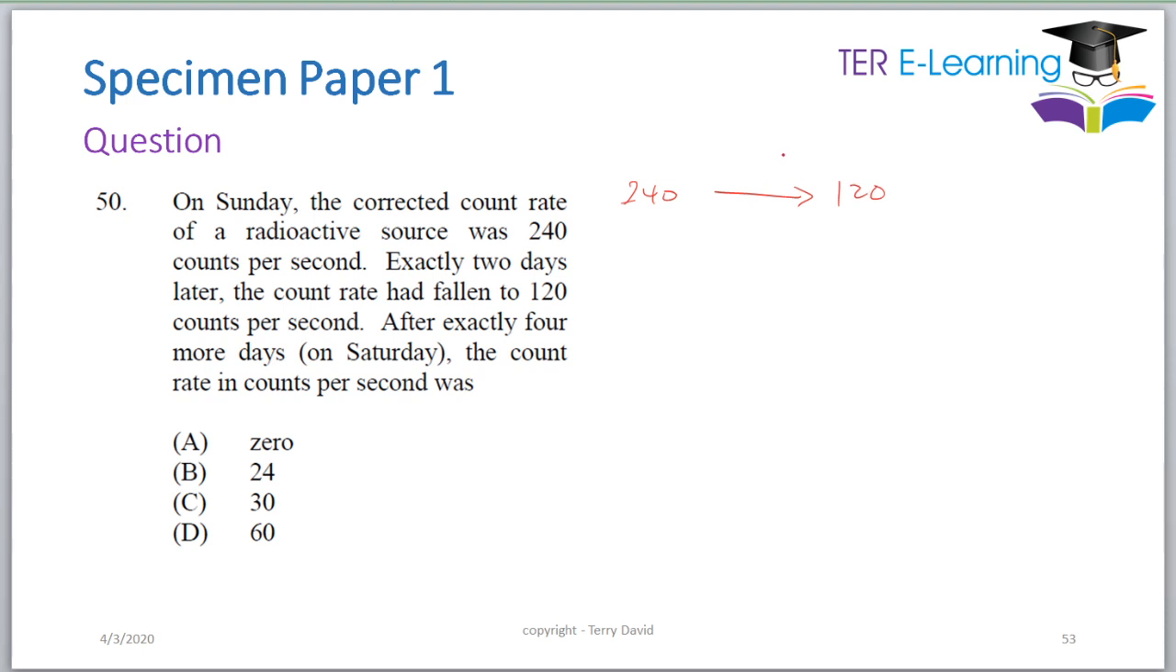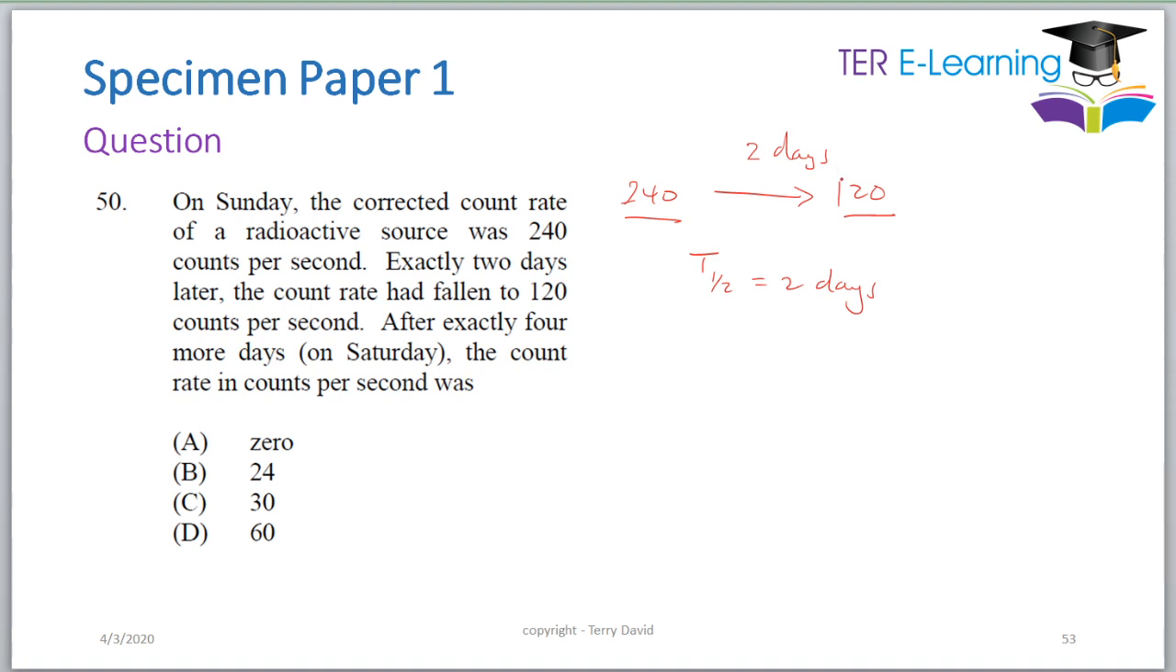After exactly 4 more days, that's on Saturday, the count rate per second was... all right, so they're telling us if we go from 240 to 120, that took us exactly 2 days, right? Now, if you go from 240 to 120, it means you have decreased by half your initial value. So what that tells me is that my half-life is equal to 2 days. That's what that's telling me, right?